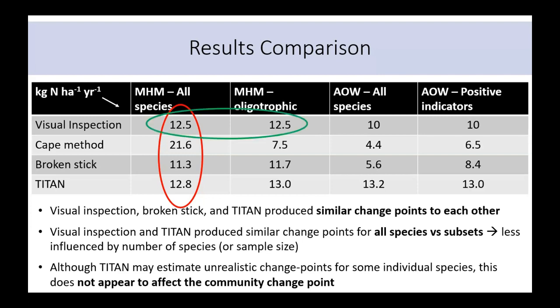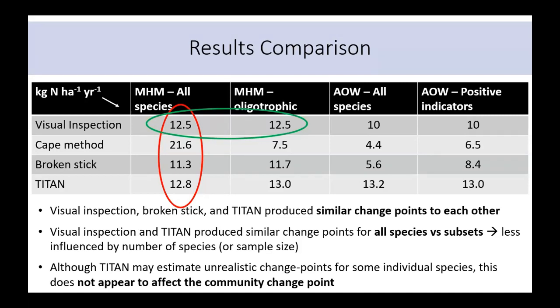The other way you can use this table is to compare for each method how they handled the all species data set versus the subset. For visual inspection and Titan, they were nearly identical each time we ran them. So those were very similar. And for broken stick, they were quite similar for the mountain hay meadow data set and a little bit more different between the Atlantic oak woodland set and subset. And Cape method, especially for the mountain hay meadows, had a very big difference between our all species data set and subset.